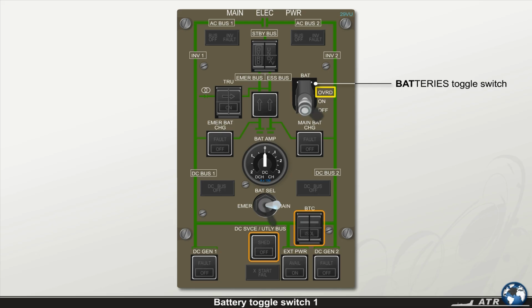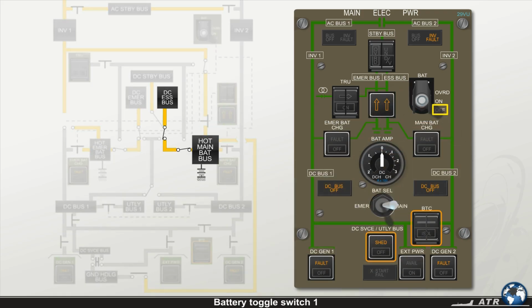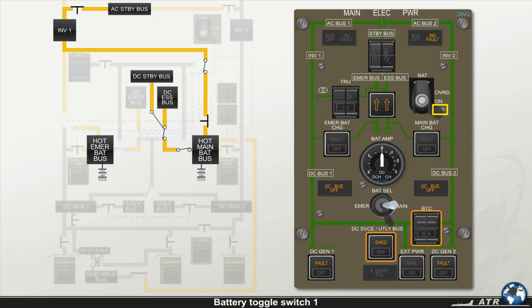The normal position of the battery toggle switch when you enter the ATR cockpit for flight preparation is off. This position causes isolation of all associated buses from the hot main battery bus and from the hot emergency battery bus. Once the battery switch is selected to the on position, the main battery supplies the DC essential bus, the DC standby bus, and the AC standby bus via inverter 1, while the emergency battery provides power supply to the emergency bus.